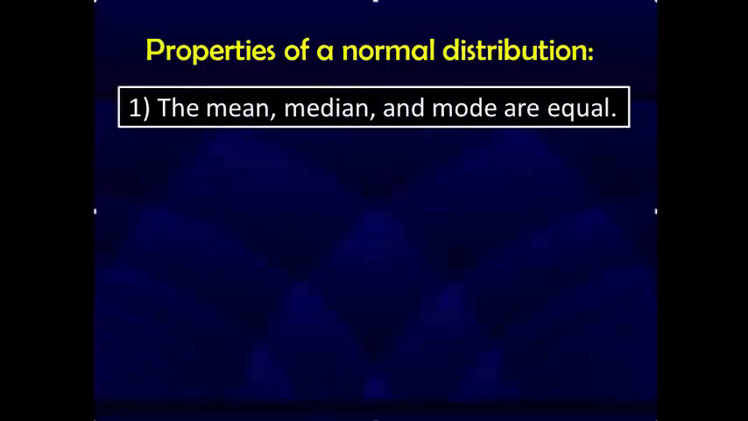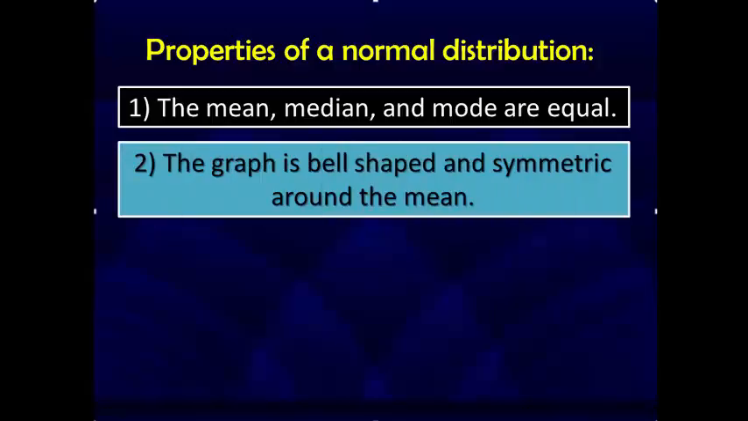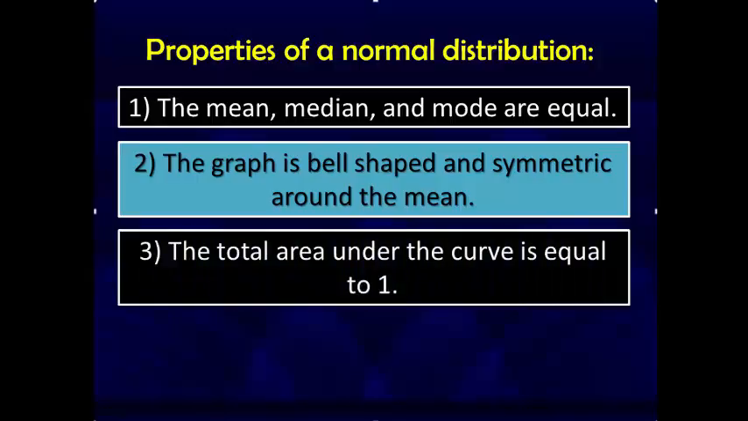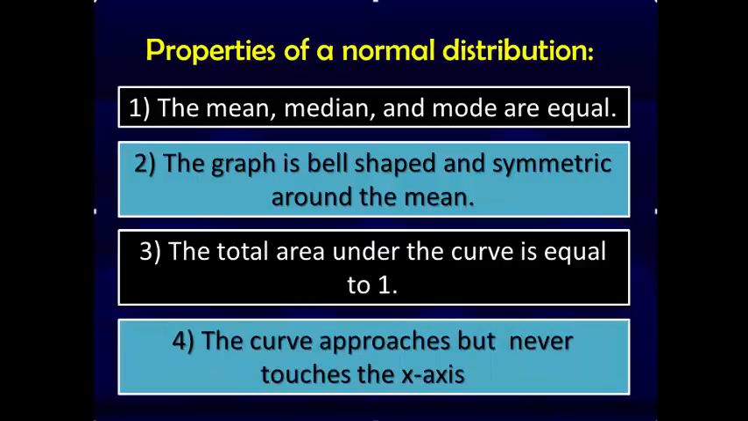What are the properties of a normal distribution? First, the mean, median, and the mode are equal. Second, the graph is bell-shaped and symmetric around the mean. Third, the total area under the curve is equal to 1, and the curve approaches but never touches the x-axis, that is, it is asymptotic to x.